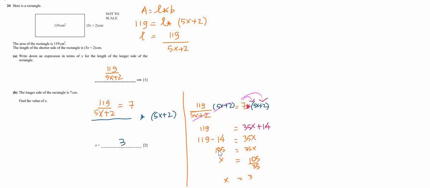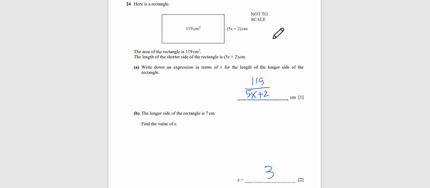119 minus 14 is 105, equals 35x. We isolate the x by dividing both sides by 35, so x equals 105 over 35, x equals 3. That will be our answer. Alright, that's the end of discussion.